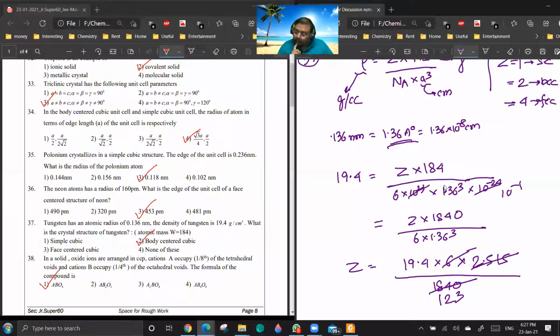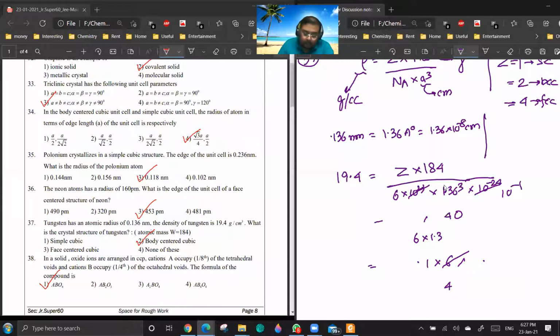So 0.136 is like the radius of the atom, right? Yes, sir. But in the formula, we use a cubed, not the radius. We have to first find the value of a, right? Yes, sir. So the best thing is that don't use this value. I didn't look into that part. Okay, let me just.